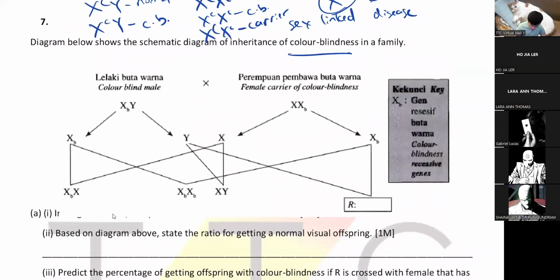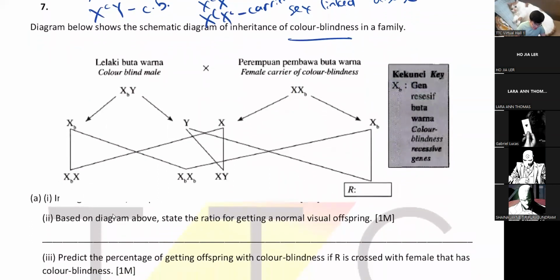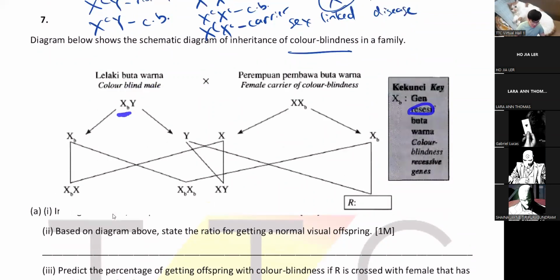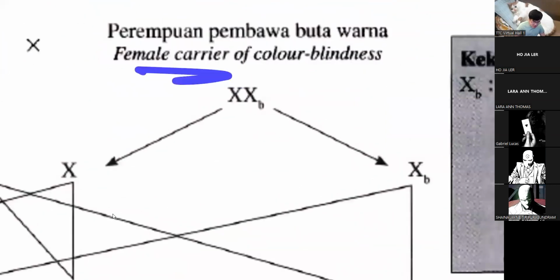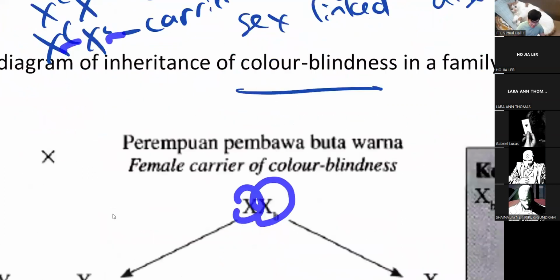All right, so let's look at this. They already told you small b is recessive. X small b is recessive, that means X big B is dominant. So in this case, a colorblind male has X small b Y, because it's recessive, like X small c Y here. So he is colorblind, and then he marries a carrier female. Carrier means the girl has one dominant and one recessive, like X big C X small c.